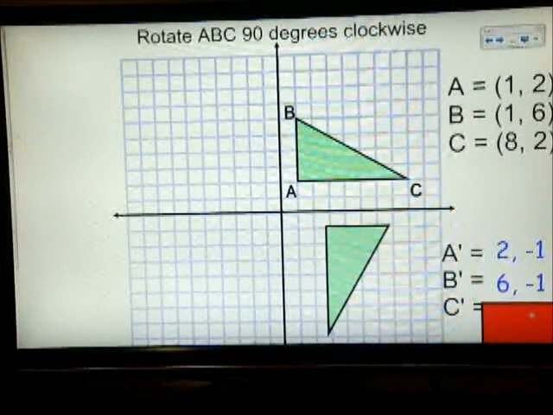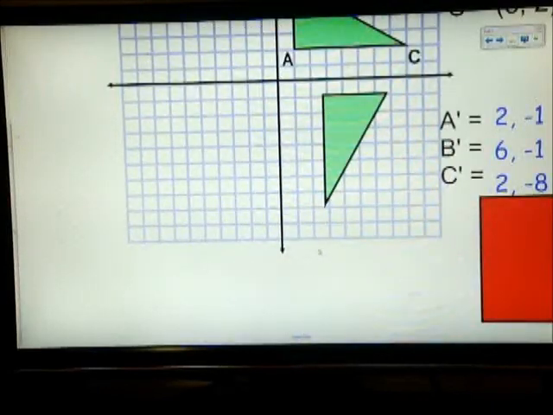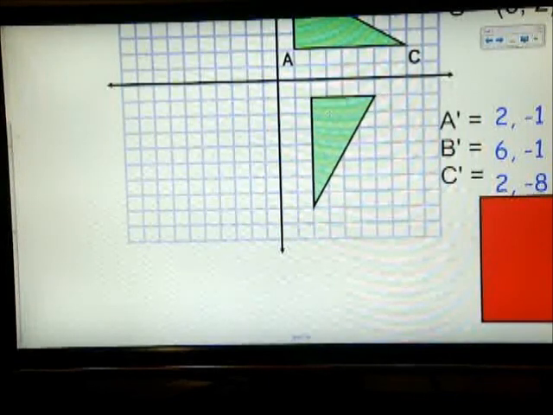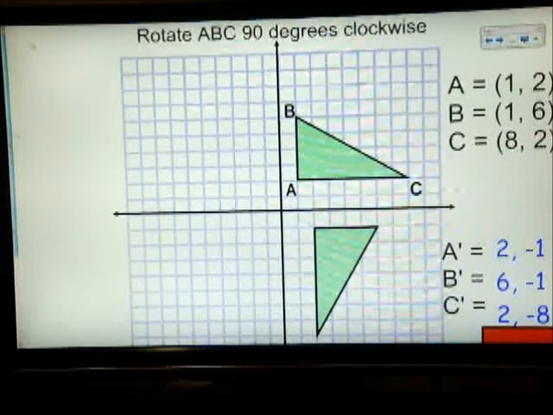B prime's point would be (6, -1), and C prime's point would be (2, -8). So for our triangle, we want to make sure we align it where it belongs. So (2, -1), (6, -1), (2, -8). It's in the correct place. So that's all that we have to do, and we can check that our answer is correct because I can tell the triangle was turned a quarter to the right.